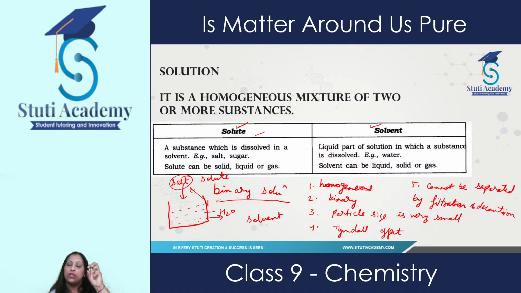So solutes are those substances which can be dissolved in a solvent, and their percentage or mass is less than that of the solvent. If you are talking about solvent, the liquid part is known as solvent and its percentage or mass is more than that of the solute. So these two, when combined together, form a solution. I hope it's clear to you.